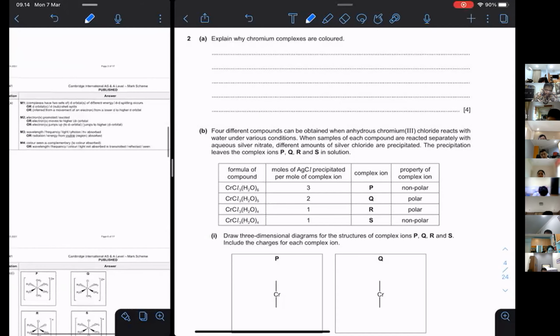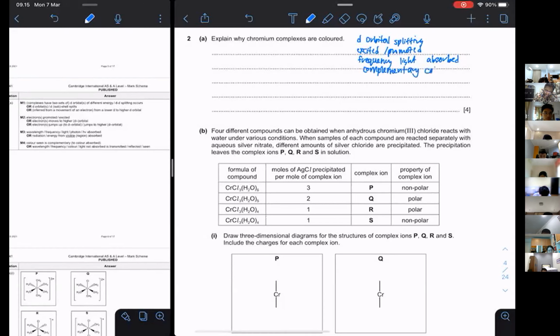So here you see the common one. I'll just list down what normally we will find from the marking key. They will talk about d orbital splitting, yeah. So they will mention, okay, the electron becomes excited, or promoted from a lower energy level to a higher energy level. How are they promoted? By absorbing the frequency of light, okay. So once your frequency of light is absorbed, you are going to see the complementary color, yeah. So this one is common.